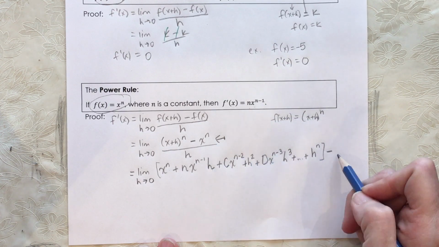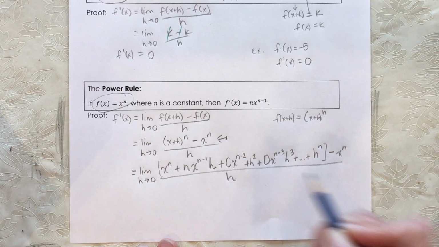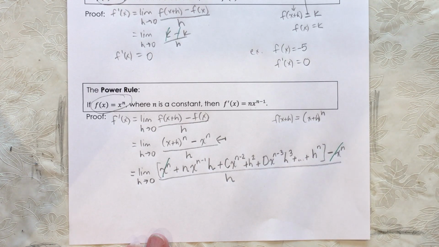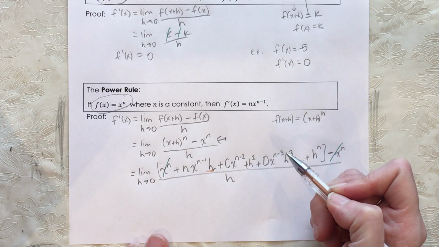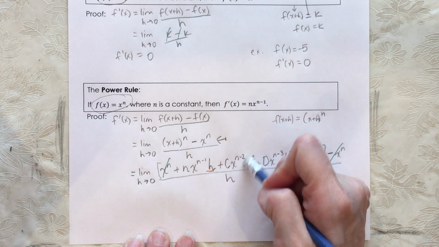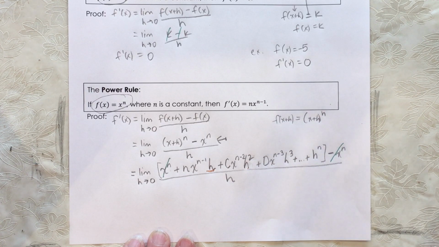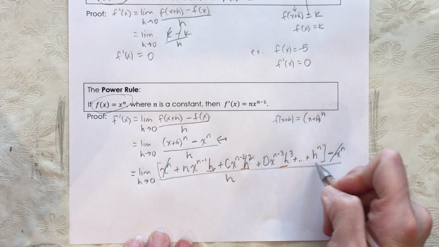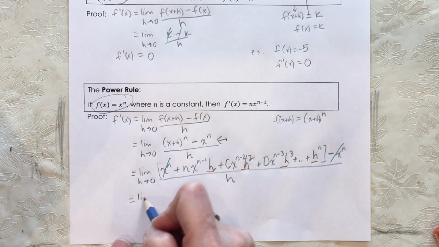And then we're subtracting x to the n and dividing by h. So we can see this 0 pair right here. We have x to the n minus x to the n. They're gone. And then also you can see that everything left in the top row contains an h. That should be times h squared, my bad. So every term remaining up there contains an h, so we can common factor out that h.